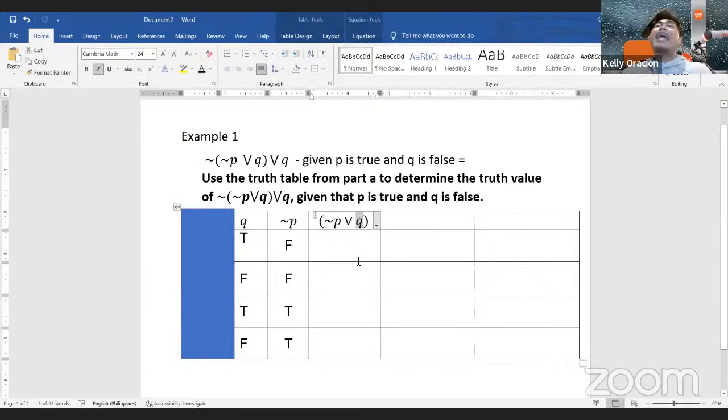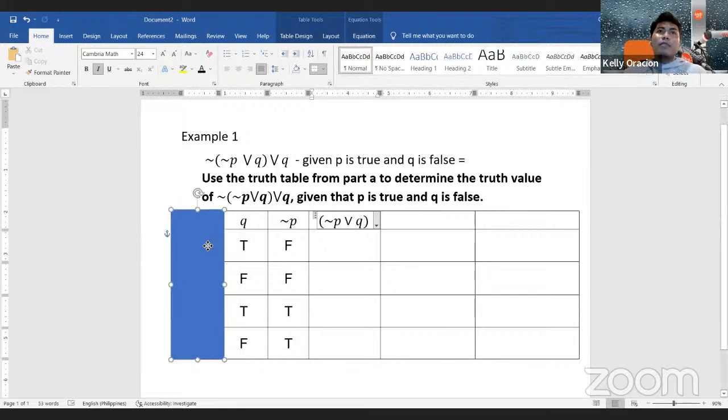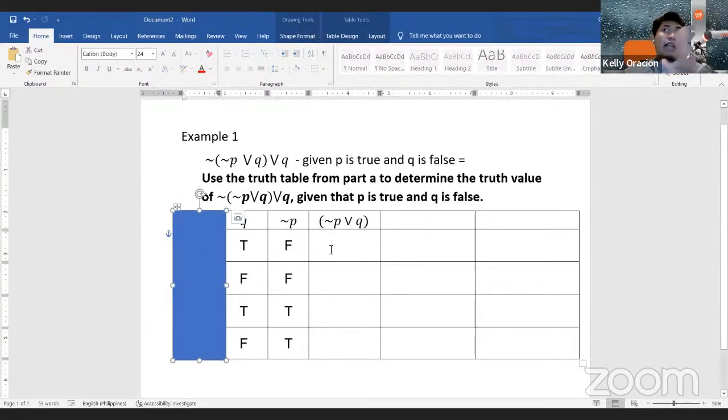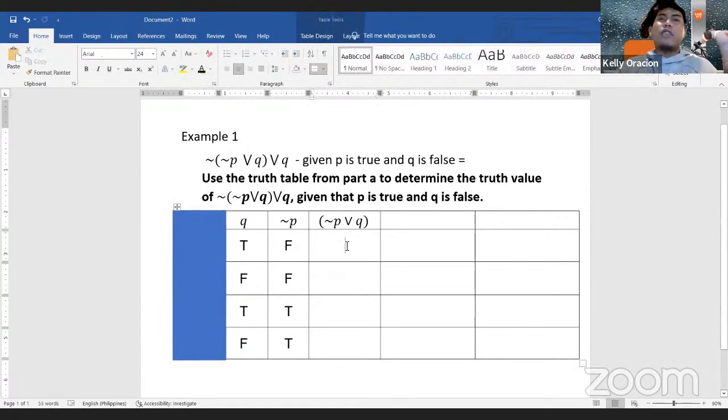Now, what is the connective used here? The connective used is or. Tama, di ba? This symbol is or. This is disjunction, right? So, I do hope you can still recall the truth table of the disjunction. Now, let me ask you if ma-recall ninyo ang truth table.